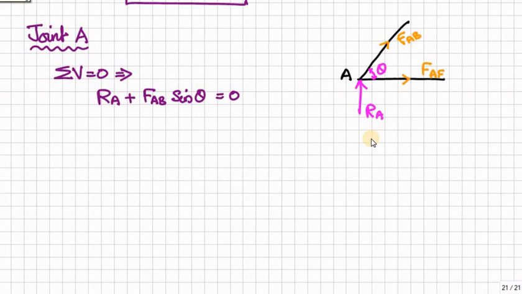So this is joint A. At joint A we have reaction RA acting upward, and we have 2 members leaving from that point A. So here is the AF member. When you cut a member, the internal force will emerge, that is the force F AF. Similarly, if you cut the other member, the internal force will emerge, specified as capital F AB. So this is the AB member, this is the AF. This is theta.